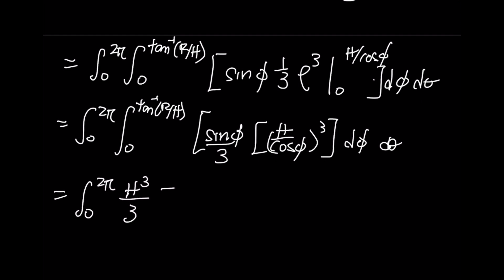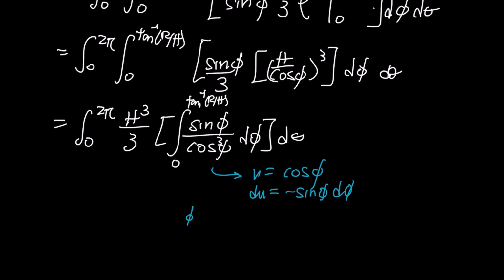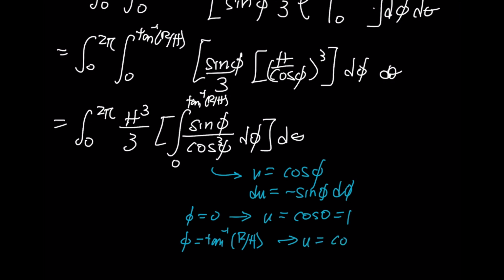We can take out the h cubed over 3, and what we've now got is an integral of sine phi over cosine of phi cubed with respect to phi. This can be done very simply with the substitution. U is going to be cosine of phi, du is going to be negative sine of phi d phi. When phi is 0, this tells us that u is the cosine of 0, which is 1. When phi is this tan inverse, u is the cosine of the tan inverse of r over h.